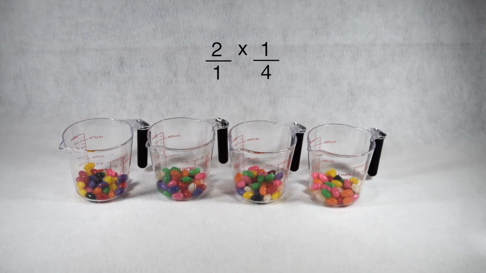Now we can multiply top times top, or 2 times 1 to give us 2, and bottom times bottom, or 1 times 4 to give us 4. This gives us 2/4. We can take our 2/4 then and simplify both the numerator and denominator by the common factor of 2 to give us 1/2. So when we solve the division problem, we see everybody still gets a half cup of jelly beans, just like when we poured them.